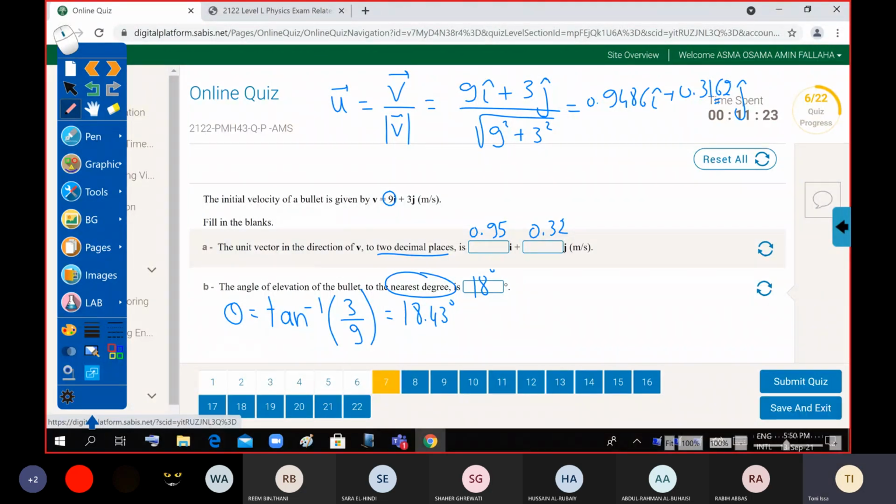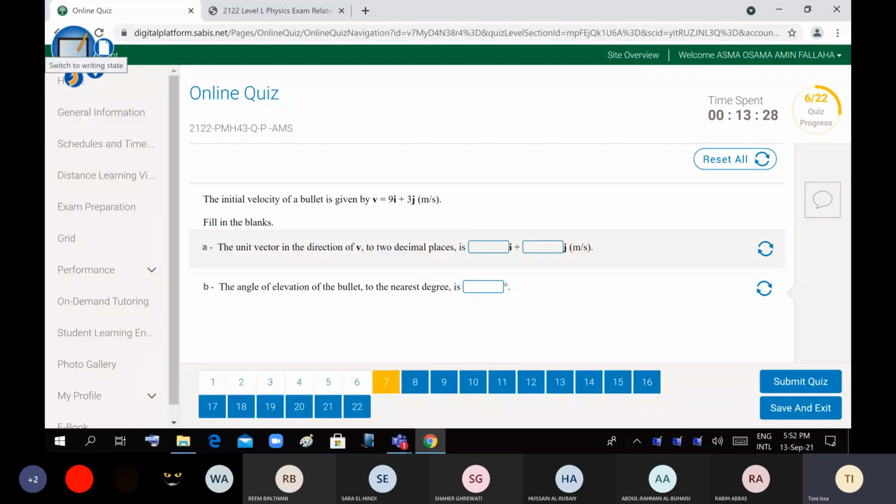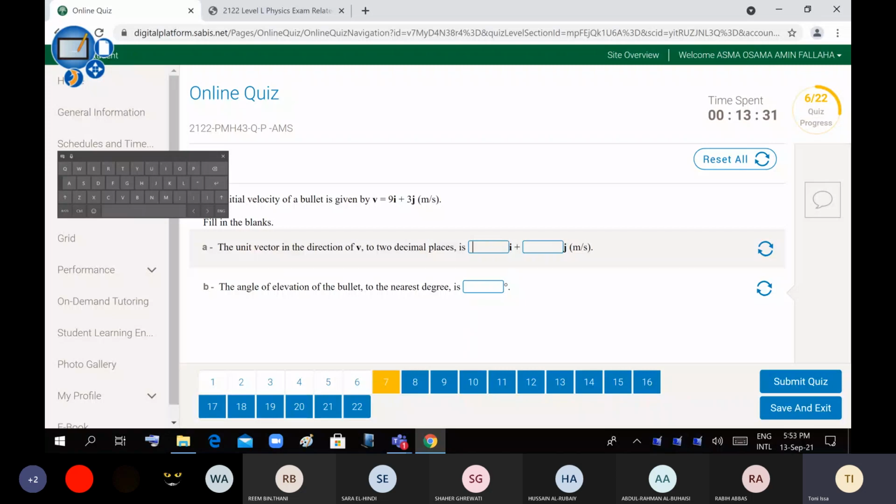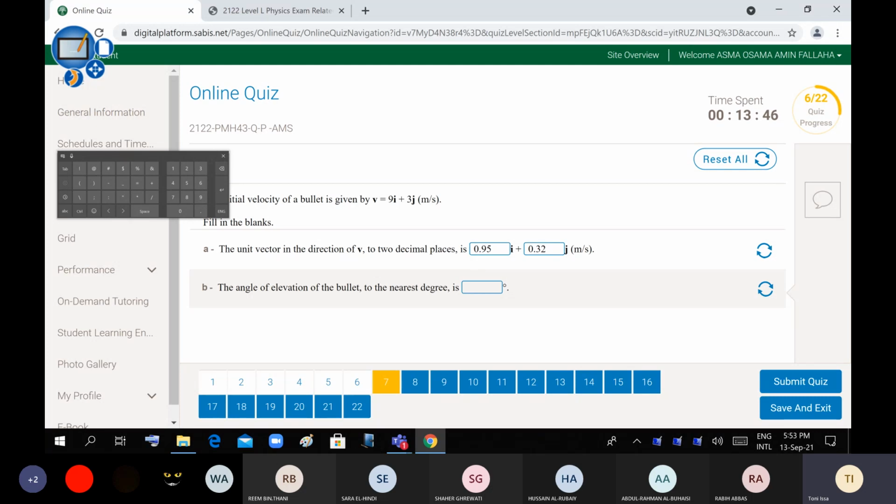Okay, so over here we will get 18. So let me put the answers here. So here we said it will be 0.95. And over here we will get, what did we say? 0.32. Okay, and then over here we will get that this is to the nearest degree, 18 as we got.